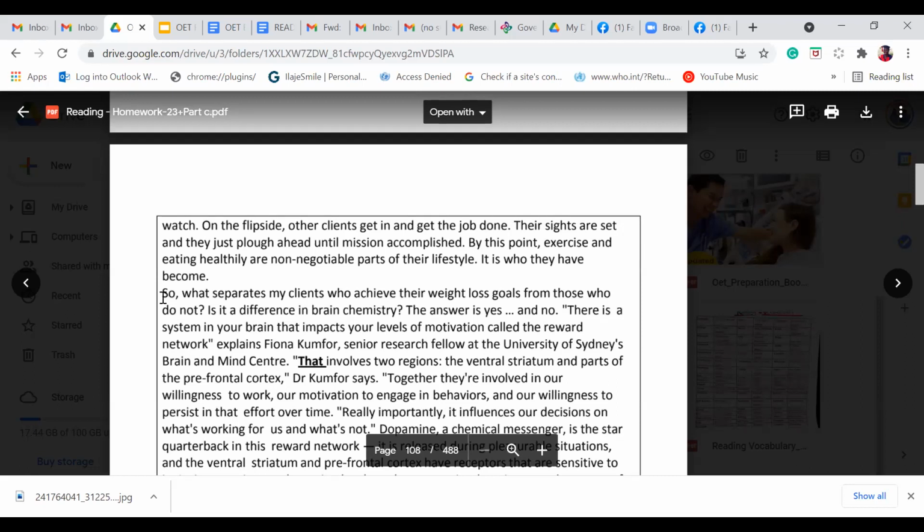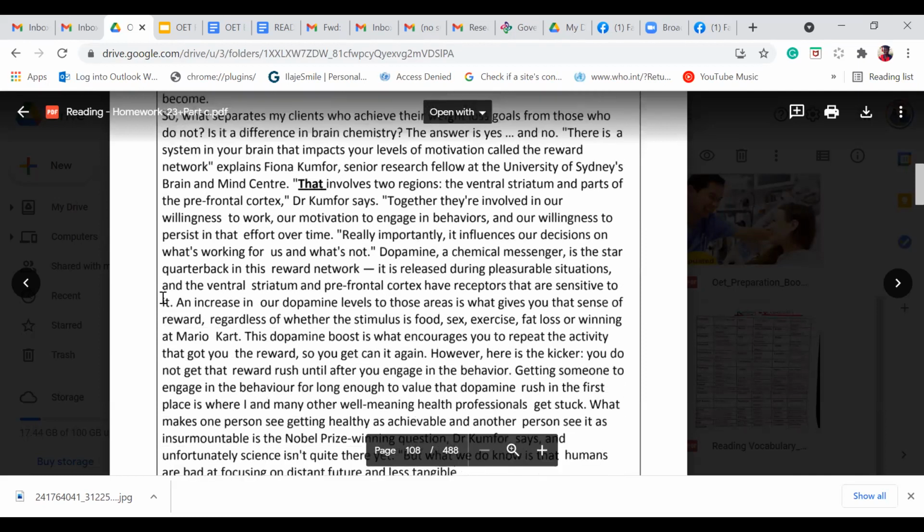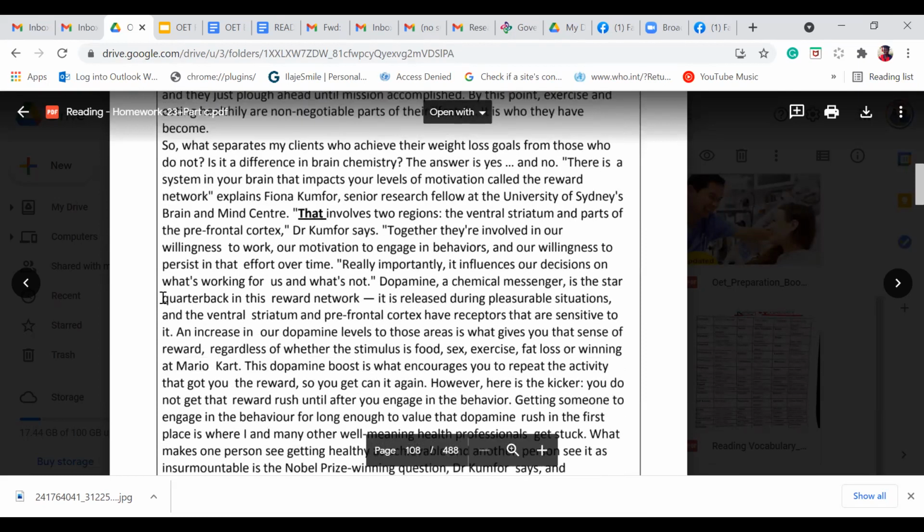And remember that it says in the second paragraph. And the second paragraph there, it's not yet exhausted. So I will go ahead and read because I can still find something about Dr. Comfort there. That involves two regions, the ventral striatum and part of the prefrontal cortex, Dr. Comfort says, full stop there. So there is a system in your brain that impacts your levels of motivation called the reward network, explains Fiona Comfort.